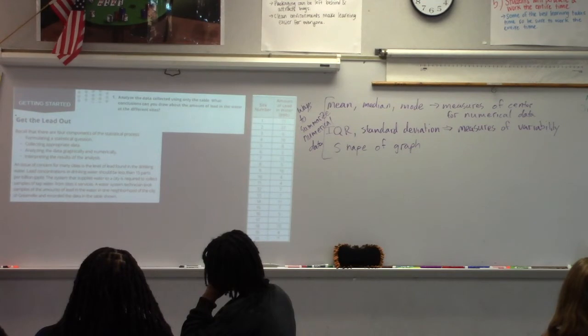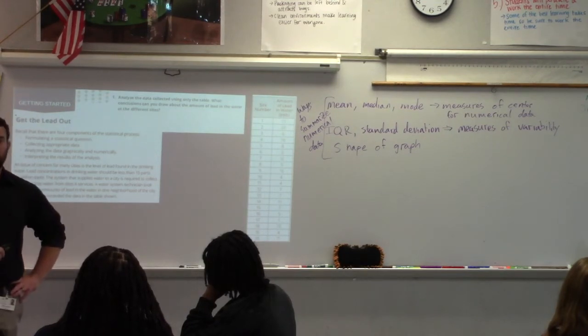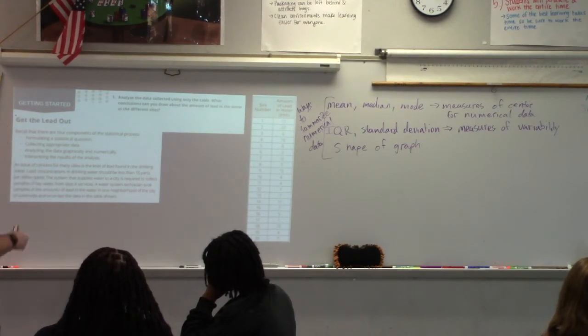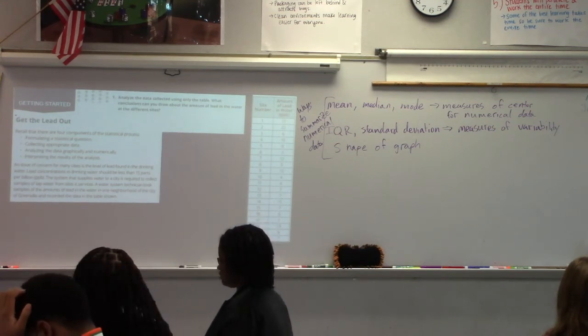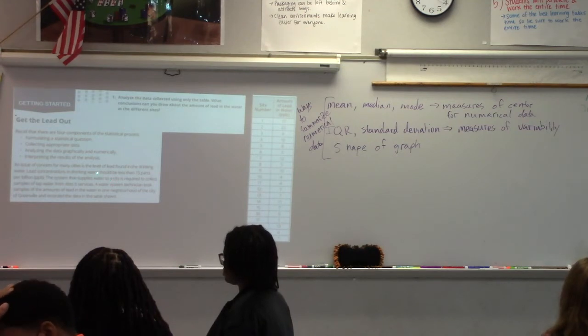So here's that table. For right now, we're not going to do any calculations. We're not going to do any graphs or anything like that. For number one, just analyze the data. That means look at this data and think about what conclusions you can draw about the amount of lead in the water at those different sites. That's it. So what I want you to do right now is take 60 seconds, look at that data, and write down everything you notice about that data, especially considering that the water should be less than what?